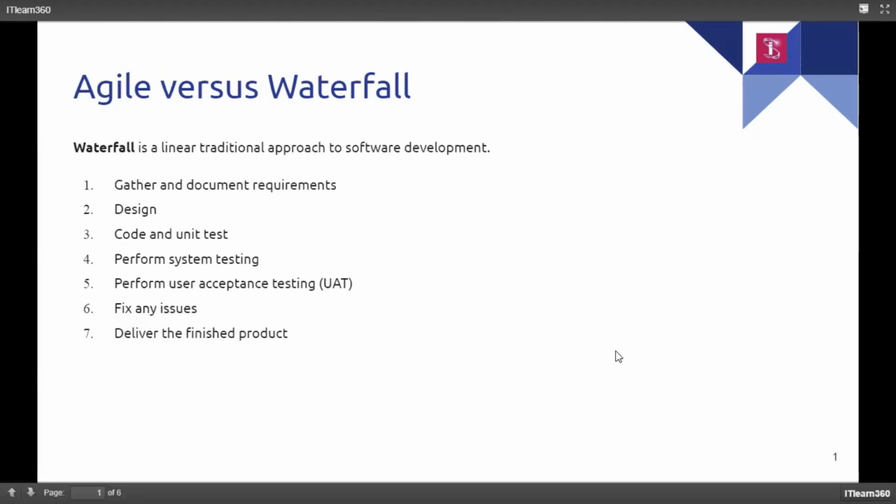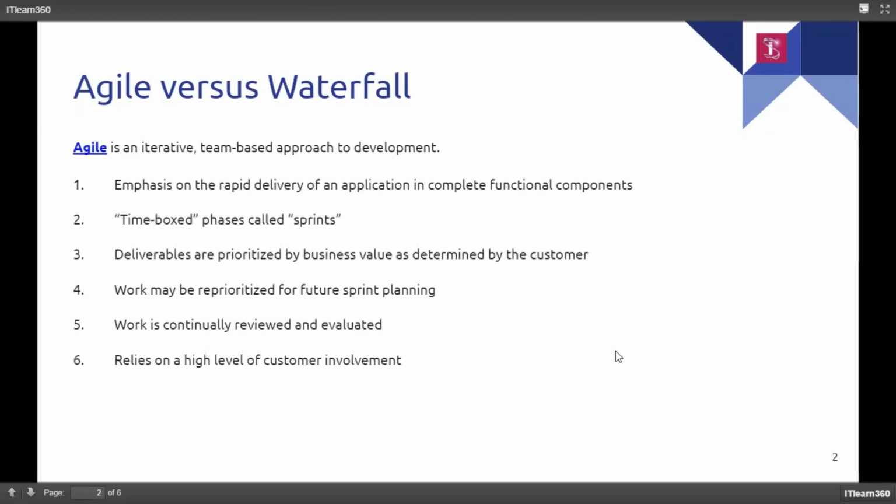When we talk about the Agile model, Agile basically emphasizes more rapid delivery of application in complete functional components. It works on time boxed phases, which are called sprints, and usually the deliverables are prioritized by business value as determined by the customers. In each sprint, the client or the product team has the option to reprioritize the tasks for future sprints. Ultimately, work is continually reviewed and evaluated, and that's the reason there is a really high level of customer involvement.